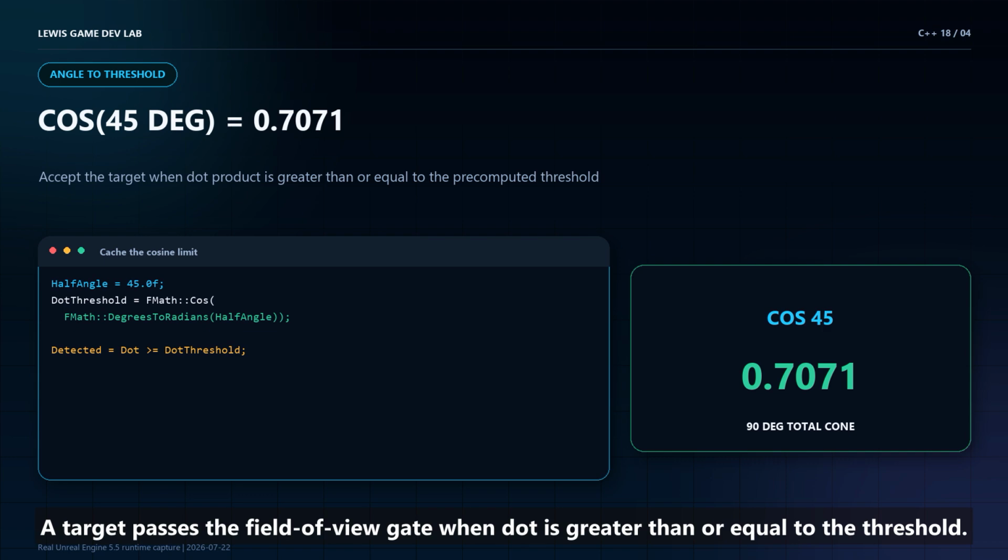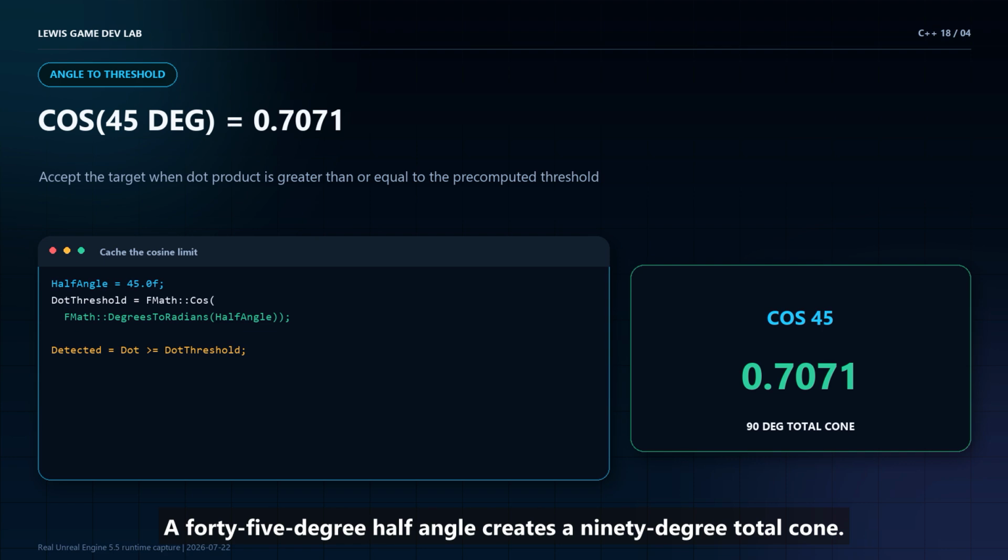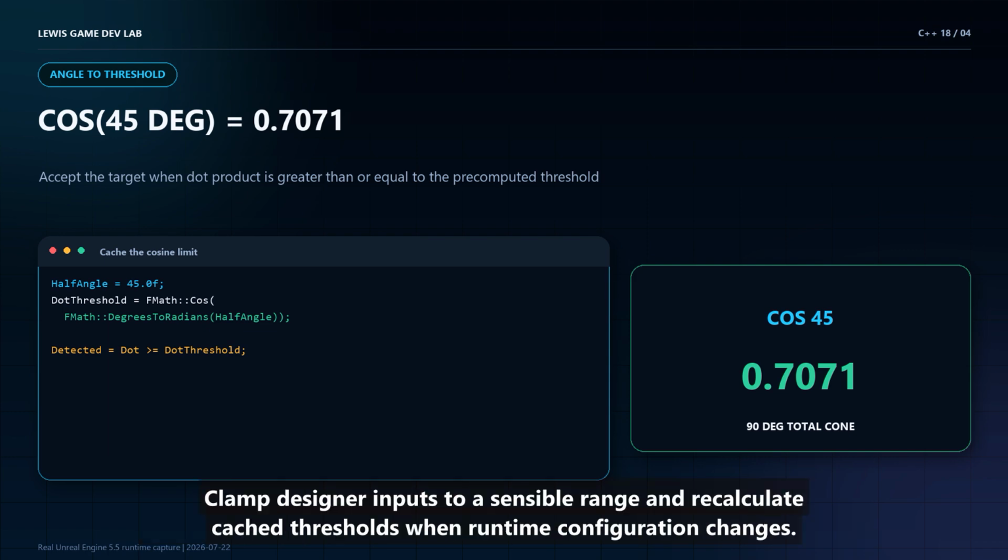A target passes the field of view gate when dot is greater than or equal to the threshold. Use half angle consistently. A 45-degree half angle creates a 90-degree total cone. Mixing full angle and half angle doubles or halves the intended view. Clamp designer inputs to a sensible range and recalculate cached thresholds when runtime configuration changes.